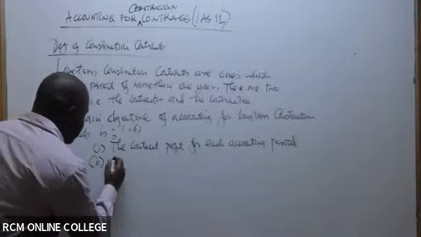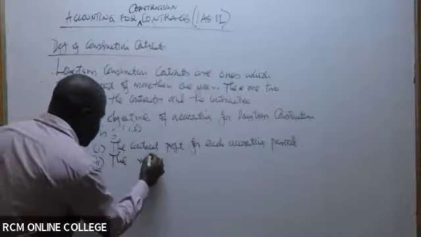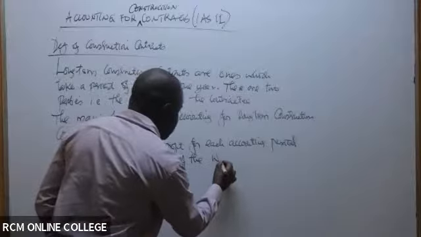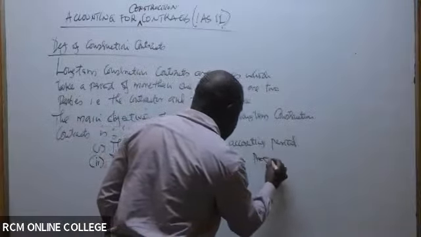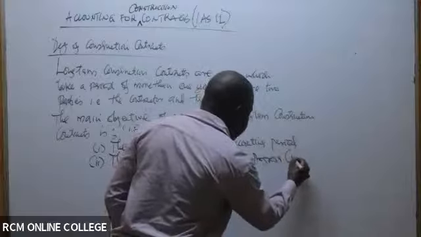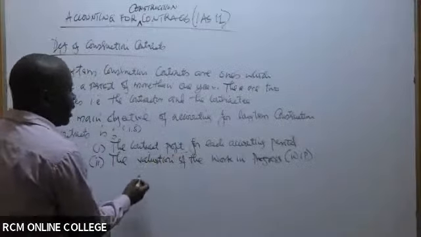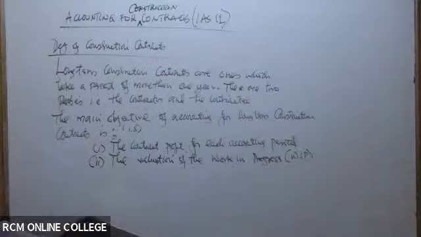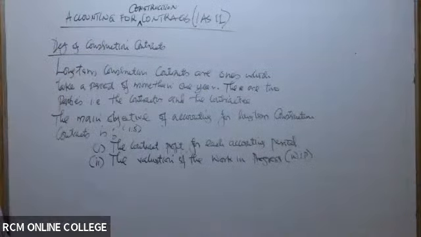So the main objective as to why we account for this contract is for us to get the evaluation of the work in progress. And of course, you're going to see how we determine this too, the evaluation of the work in progress, or WIP. So we'll see how you come up with the contract profit, and how you value the work in progress through the statement of financial performance or statement of financial position. So that is, ideally, in a nutshell, what we mean by a construction contract.